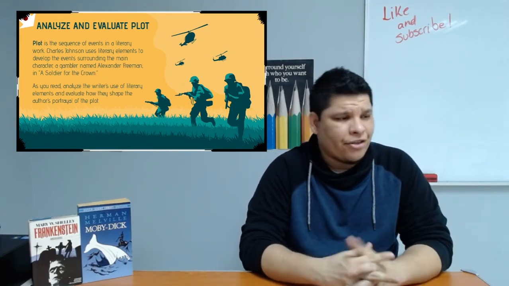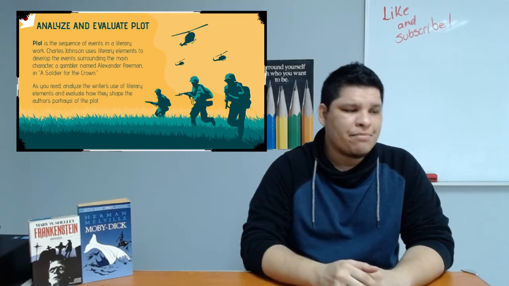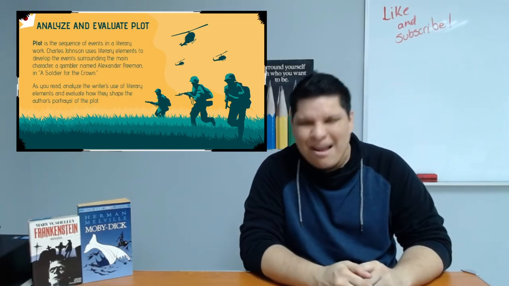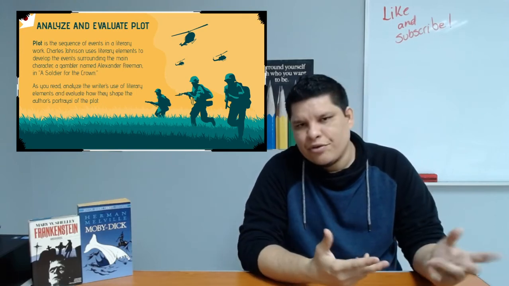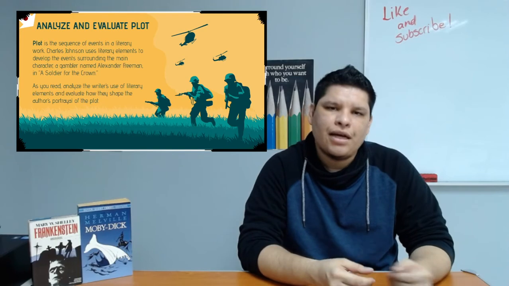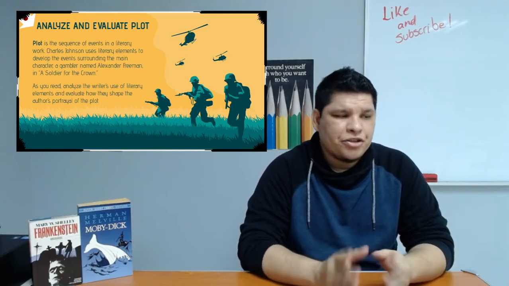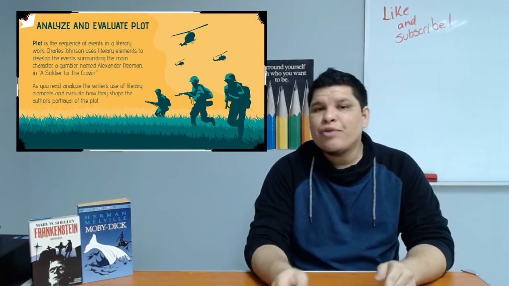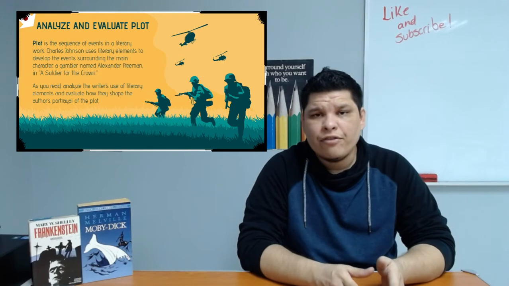Charles Johnson, the author, uses literary elements to develop the events that surround the main character, a gambler named Alexander Freeman, in the story that we're going to read, A Soldier for the Crown. As we read, we're going to analyze the writer's use of literary elements, and we're going to evaluate how they shape the author's portrayal of the plot.